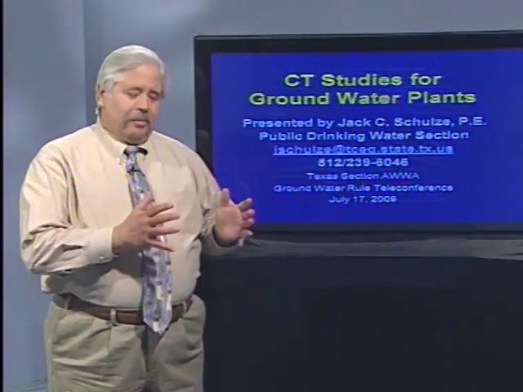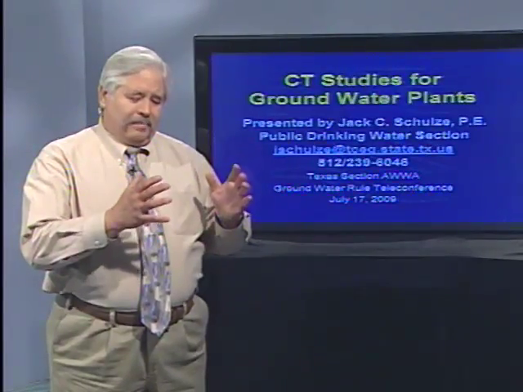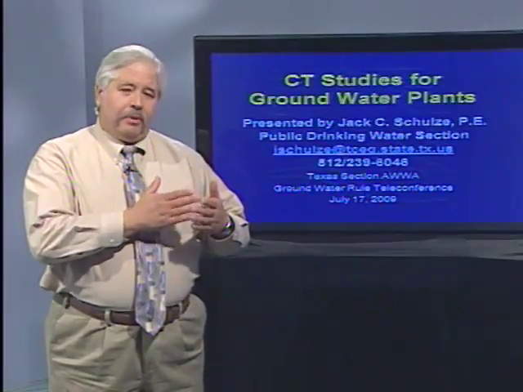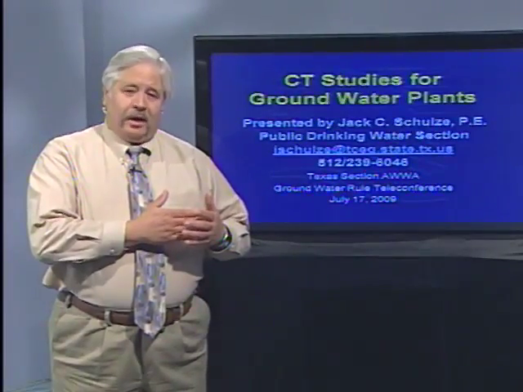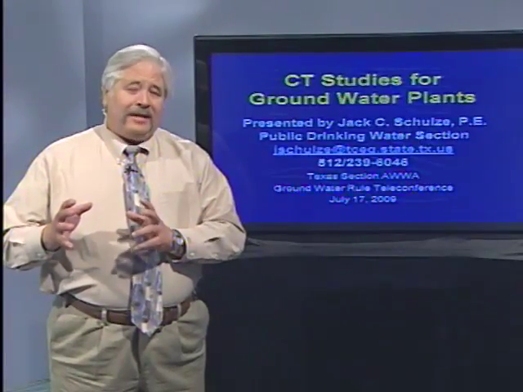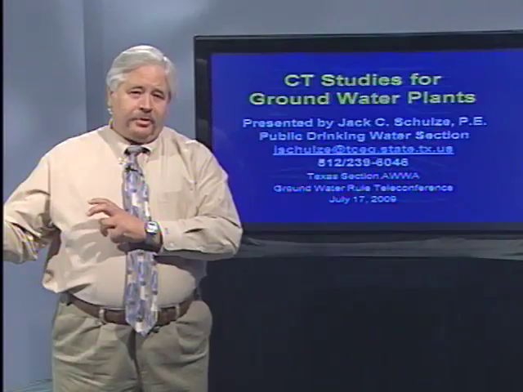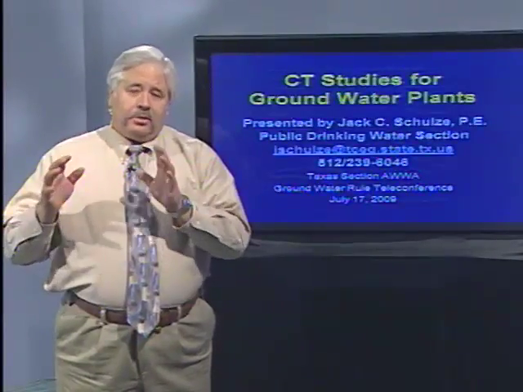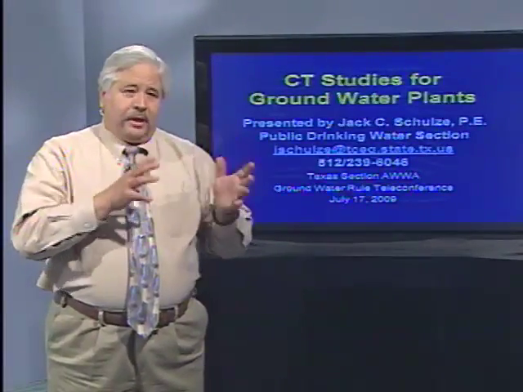CT is the term used to describe the mathematical formula that you get when you multiply a disinfectant concentration, C, by the time, T, that disinfectant is in contact with the pathogen before the water reaches the first customer. So C times T is CT. As long as the CT that you achieve is greater than or equal to the CT required to control the pathogen that you're targeting, you will have met the disinfection requirements of the rule.